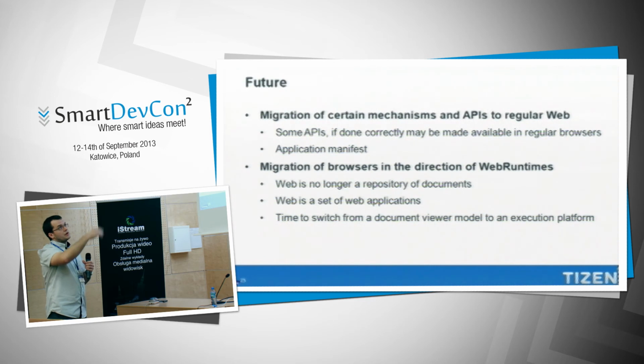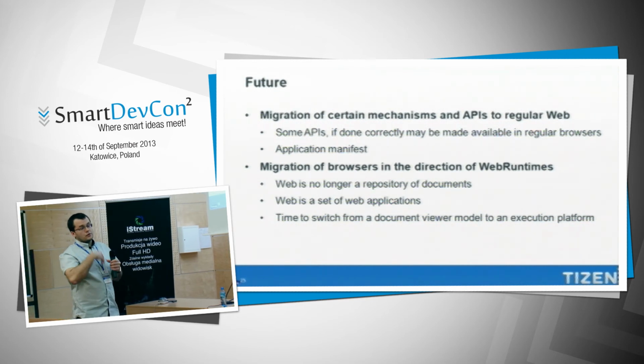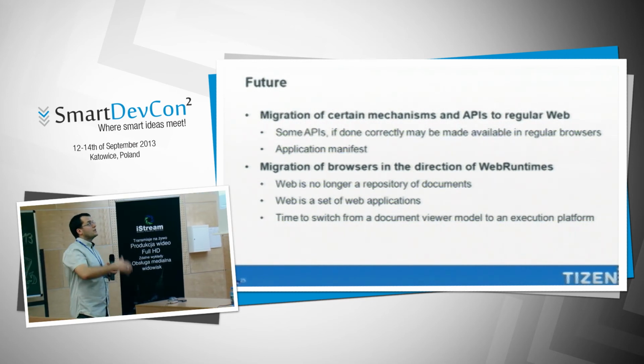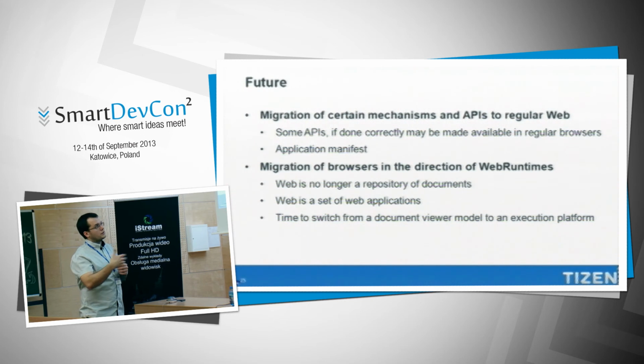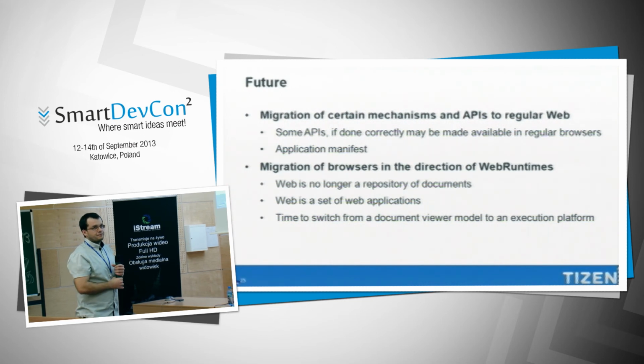Like I said, some APIs, if they are done correctly, get popular in the HTML, JavaScript, web technology world. They might end up in regular browsers. And the application manifest is also meant for regular browsers. So we will see a migration, a move of web browsers towards web runtimes.